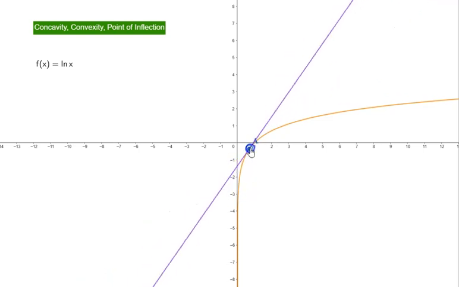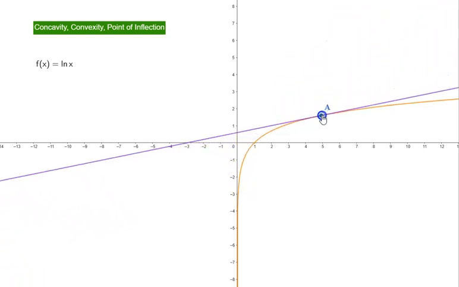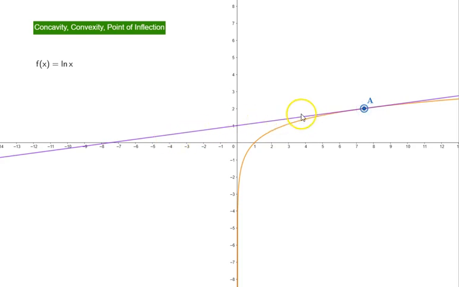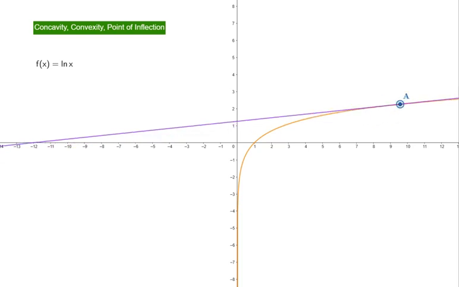Now if I go along the x-axis, do you notice that the tangent's slope is decreasing? So here, how do I figure out the slope of the tangent? I differentiate it. dy by dx equal to 1 by x. And here, as x goes to infinity, 1 by x goes to 0. So it is decreasing.